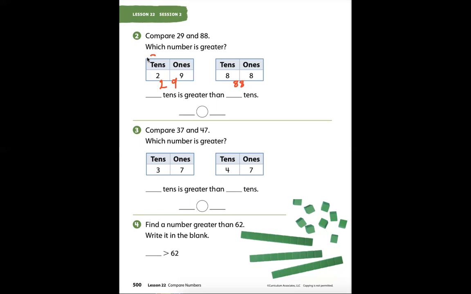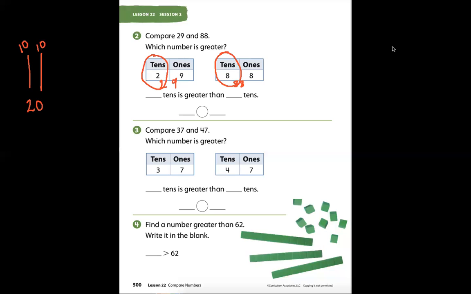You are going to compare the amount of tens because the tens place is greater than the ones place. It has a greater value. It is not just a 2 in 29. It is two groups of 10. 10, 10, which is a value of 20. And you're comparing 20 to 8.